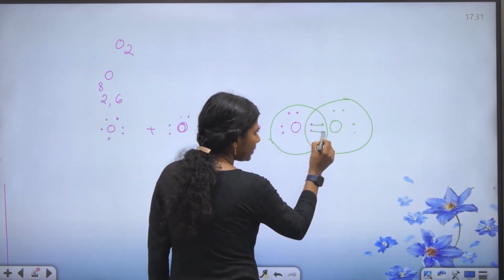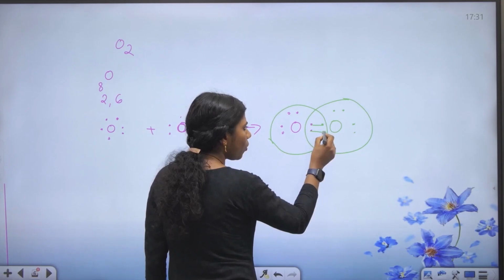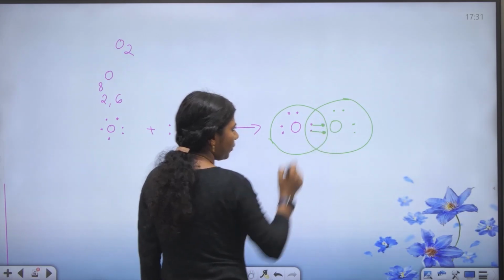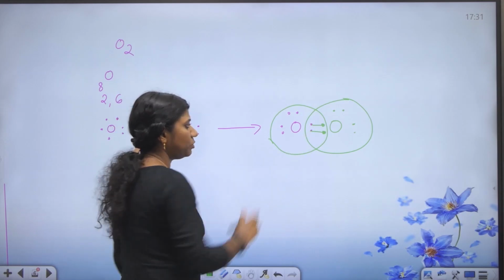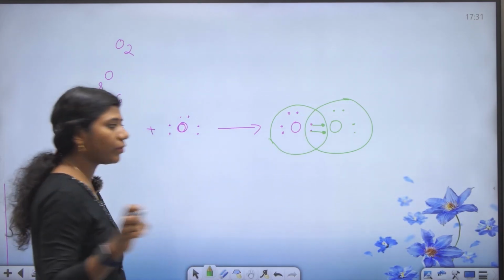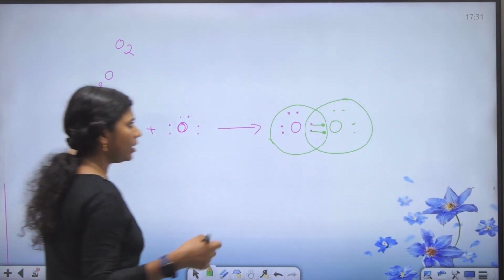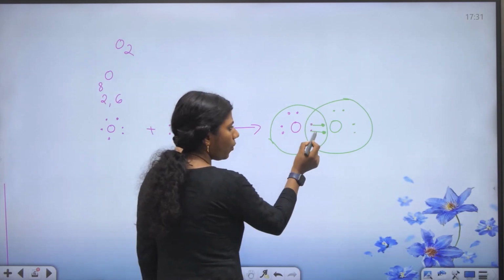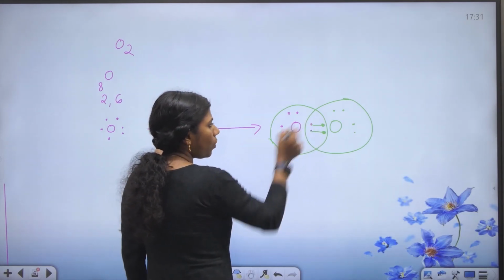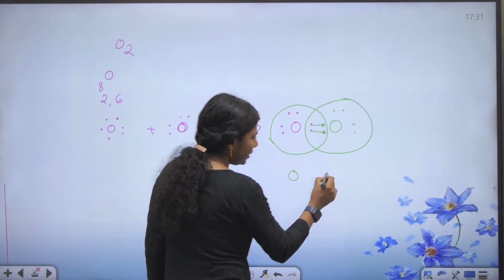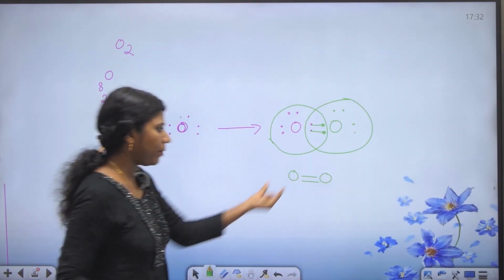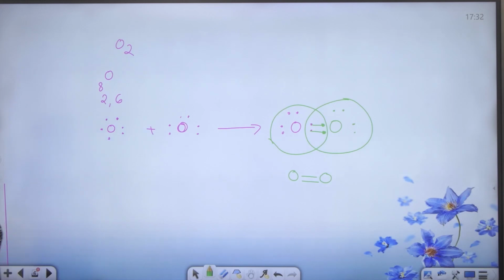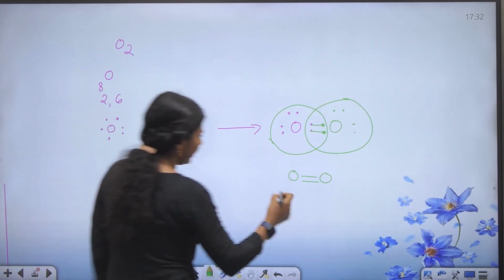Here both the oxygen atoms share 2 pairs of electrons. That means a total of 4 electrons. Both oxygen atoms share 2 pairs of electrons to complete the octet and to form a multiple bond. Here 2 bonds are formed. That means the oxygen bond is a multiple bond. The number of bonds is 2, and this bond is called a double bond. Oxygen bond is a double bond.